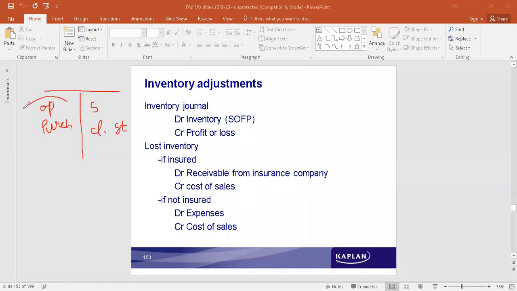The inventory is all part of the cost of goods sold. So this gives us, we see the opening inventory, we see the closing inventory as part of the cost of goods sold.